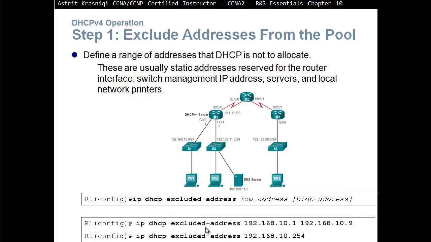ip dhcp excluded-address is one of the commands. So we are excluding from 1 to 9. So the first address that will be leased out is 10. Or you don't have to do it like this. If it's not in a range, you can do it one by one. The ip dhcp excluded-address 192.168.10.254. You could have done .1, enter, then do it again, .2, enter, .3. But if it's in a range, it's easy if you just do the whole thing. Put the low address first and put the high address after. Or you can put them one by one.